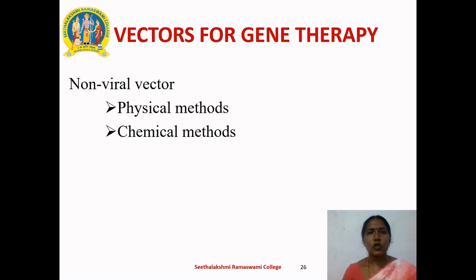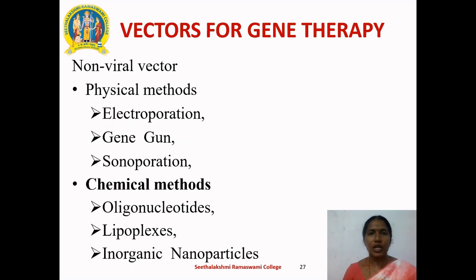There are two types of non-viral vectors. One is physical methods and the other is chemical methods. In physical methods, we are using electroporation, gene gun and sonoporation. In chemical methods, oligonucleotides, lipoplex and inorganic nanoparticles.